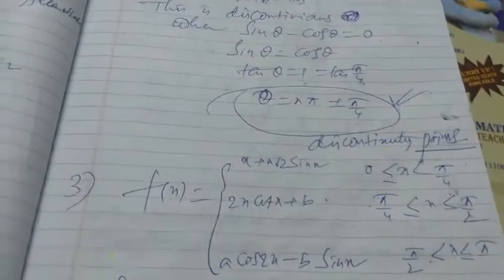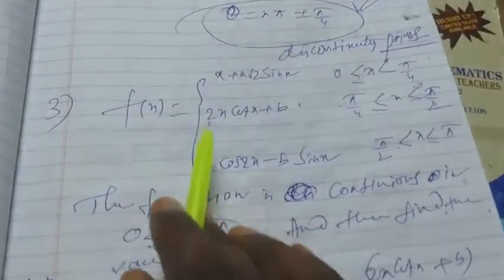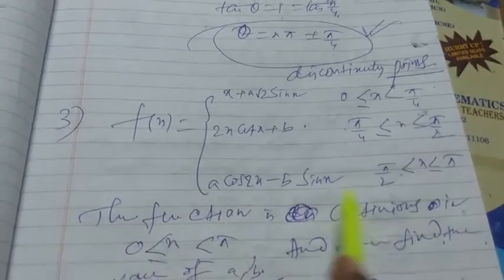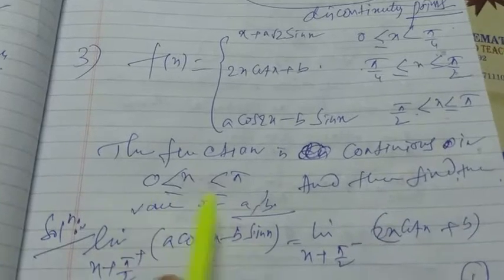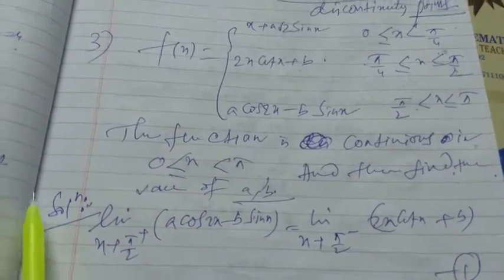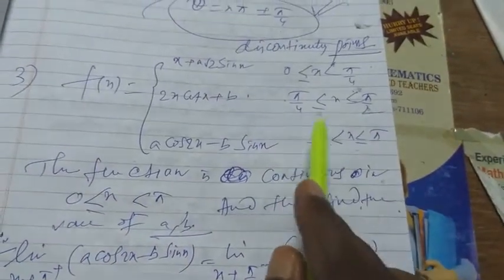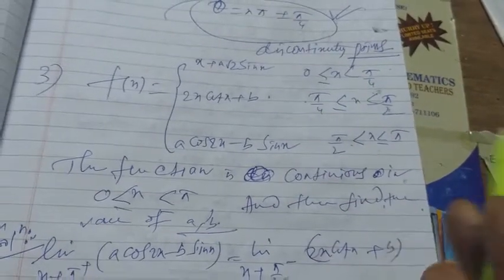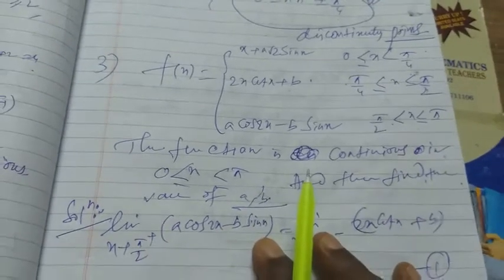Again, question number 3: given that the function is valid for this expression and also valid for this one, and the function is continuous in the interval 0 to pi, find the values of a and b. Here we see that in the interval 0 to pi there are 2 points, pi by 2 and pi by 4, that are the extremes given. So we have to take the points pi by 4 and pi by 2.